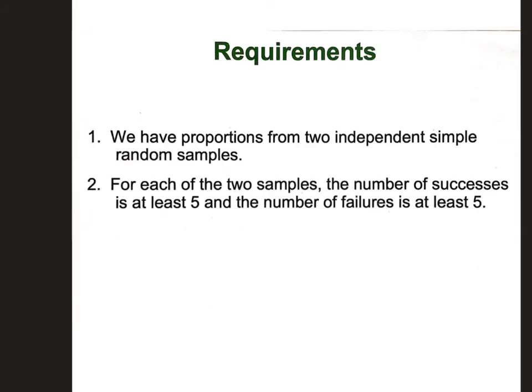Requirements, there are two of them. Number one, they have to be from two independent simple random samples. They can't overlap, so they're completely different, and they're from SRSs. Number two, for each of the two samples, the number of successes is at least 5, and the number of failures is at least 5.